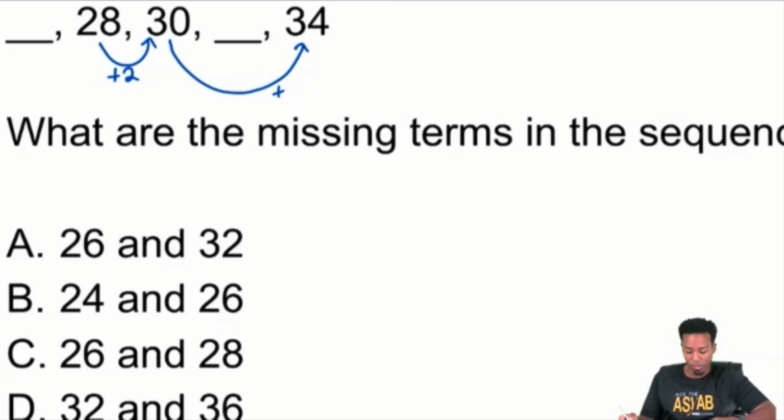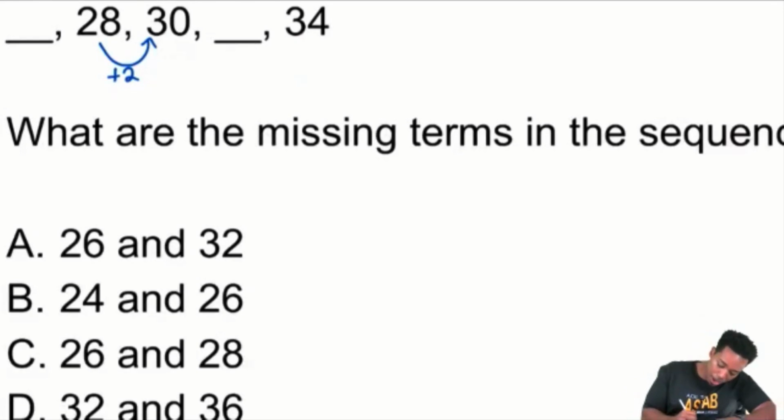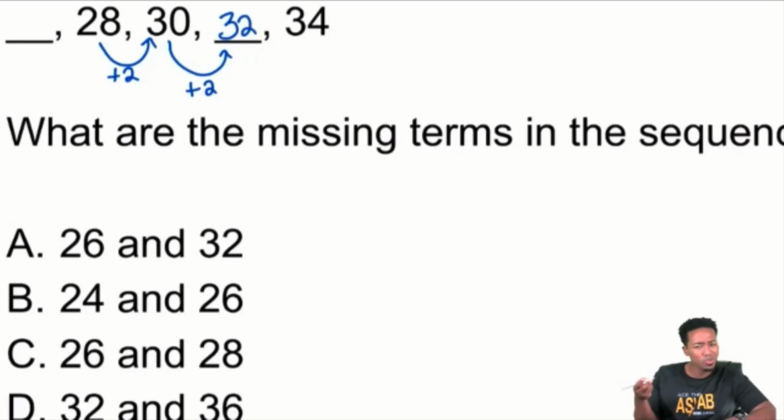No, not how it works. We have to go through each term in the sequence for sure. So let's see if the pattern works from 30 to this one here. If I add 2, 30 plus 2, easiest question of the day, we get 32. But the question really is, if I add 2 again, does that get me to 34, everybody? Does that get me to 34? It does. So we know that, yes, that's going to work out. 32 will be one of those numbers.